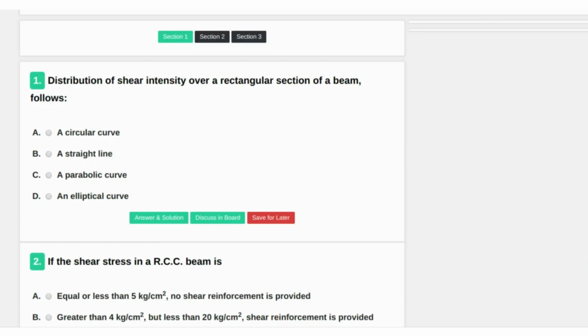Distribution of shear intensity over a rectangular section of a beam follows a parabolic curve.